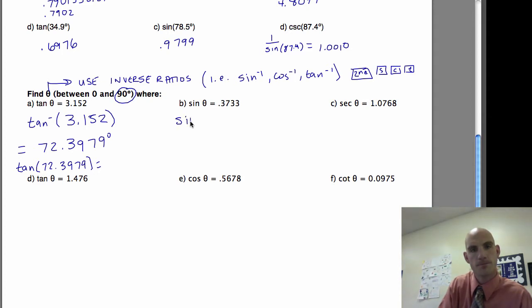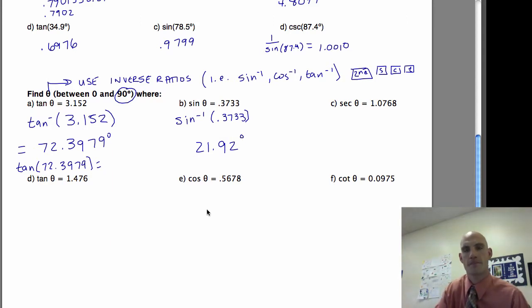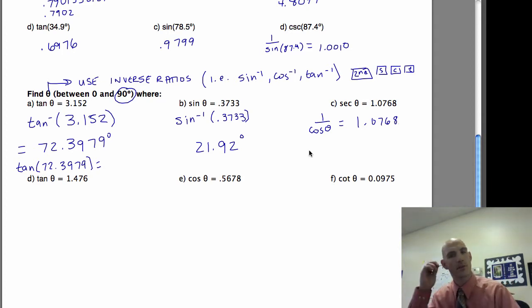Same thing here. I'll do sine inverse of 0.3733. And when I do that, that's going to give me 21.92 degrees. So I rounded that to the hundredth place. Same thing here. My secant is 1.07. Well, I know this is 1 over cosine. Almost made a boo-boo there, right? 1 over cosine of theta equals 1.0768. So let's investigate this a little bit.